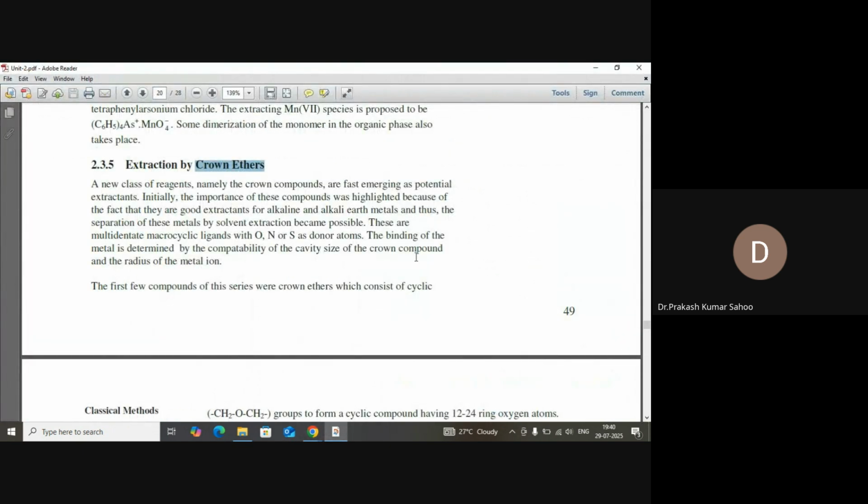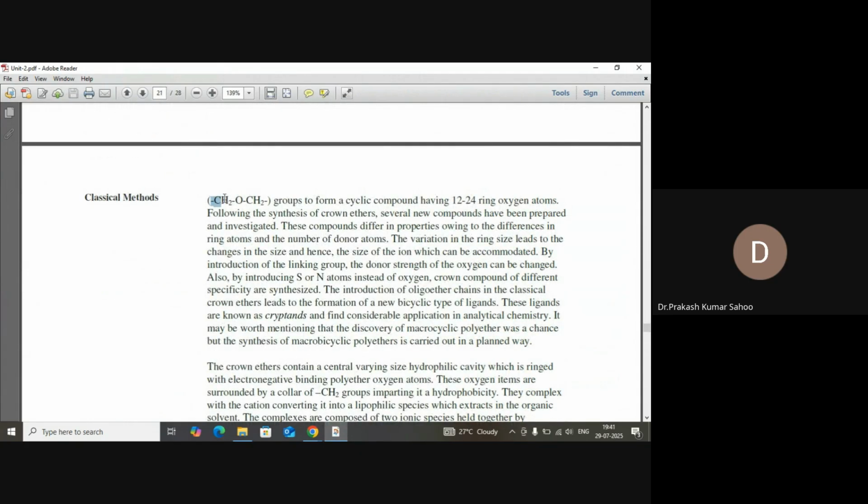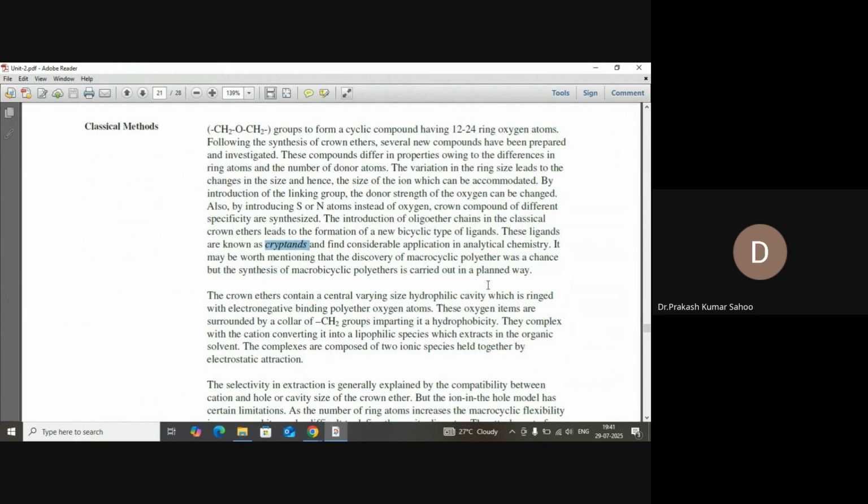So these crown ethers can be used to extract different solvents in a mixture. And the unit of a crown ether is CH2OCH2. And these ligands are also known as cryptans. Just try to remember this word, cryptans. And this may form a cyclic-like compound of exceptional stability due to cyclization, and the solvent can be easily extracted.